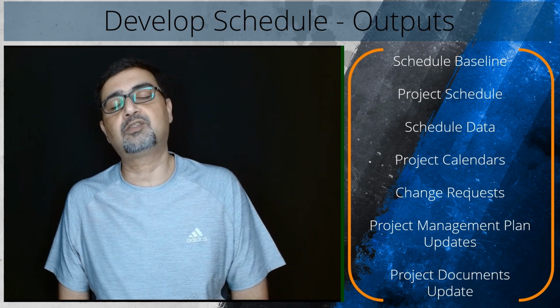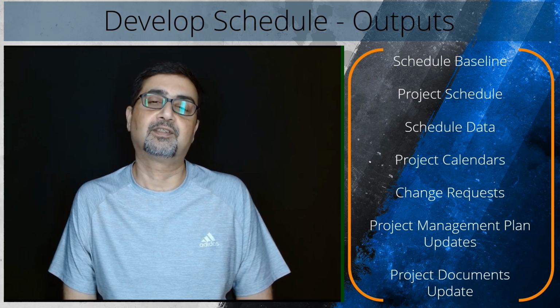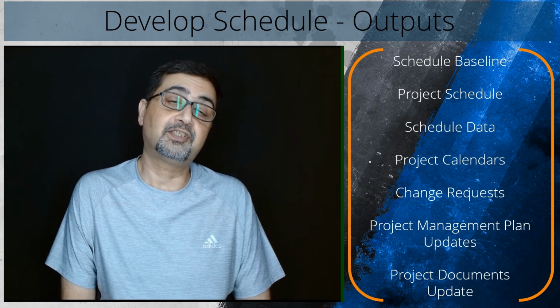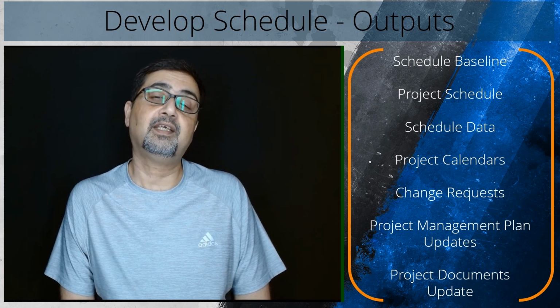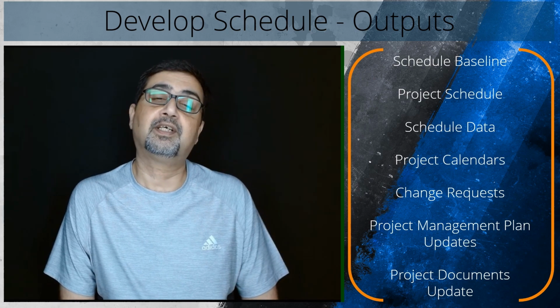Then we have the milestone charts. These charts are similar to bar charts, but only identify the scheduled start or completion of major deliverables and key external interfaces. Project schedule network diagrams.